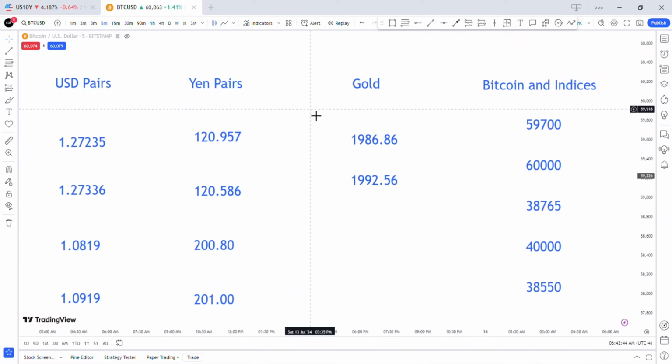In this video, I want to go a little bit in depth about pips and how to measure them in different assets. In the previous video, I showed you how to calculate your risk and your lot size for your particular trade. I showed you how to calculate your lot size to get a specific amount that you want to risk.